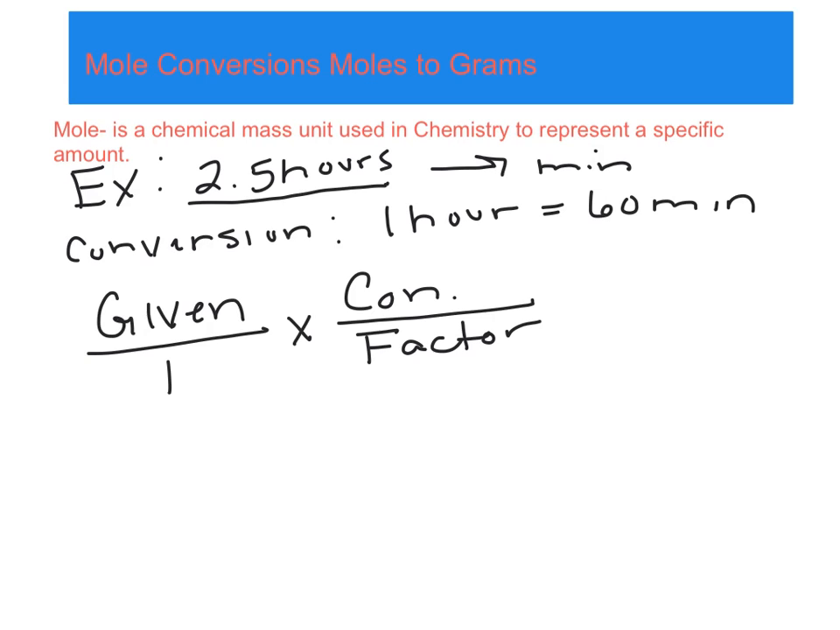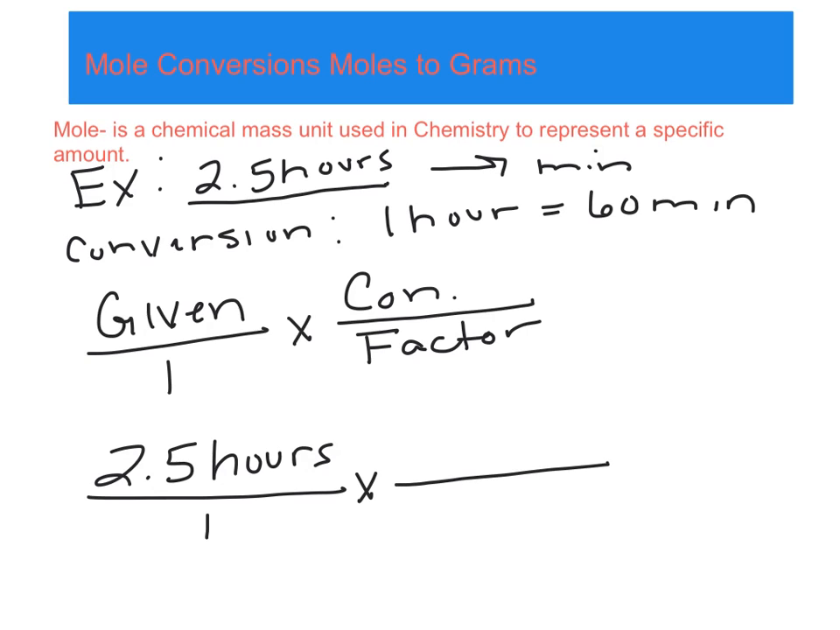Now, in order to do this correctly every single time, all you have to do is figure out which part of the conversion factor goes on the bottom. So let's set it up. What's my given? In this one, my given is 2.5 hours. I'm going to put that over 1. Now, I'm going to multiply this by my conversion factor. Here, I have 2 values, and here, I have 2 spaces. All you have to do is figure out which one of these goes right here.